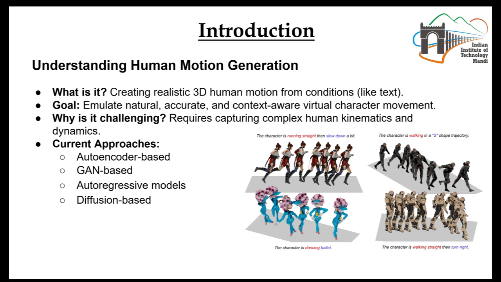The main goal is to make these virtual characters move in a way that truly mimics real human motion. This means the generated movement needs to actually reflect the input, feel natural, and correctly perform the desired actions. Achieving this is quite challenging because human movement is incredibly complex. Over time, researchers have explored several primary approaches: models built around autoencoders, GANs, autoregressive models, and diffusion models.